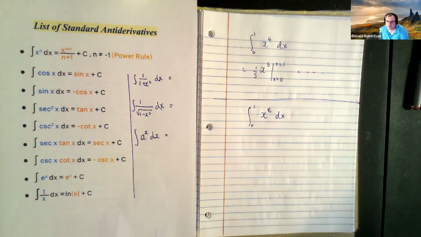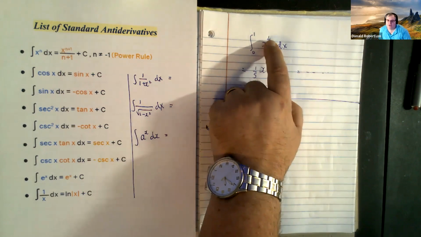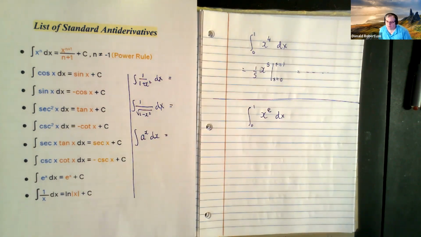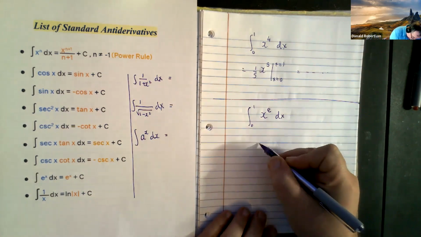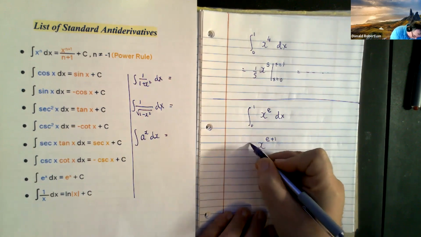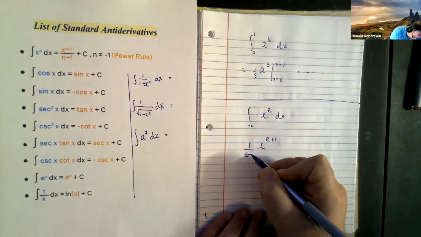X to the power of the number e is also the power rule. And even although the thing doesn't look nice, it's not like 4 or minus 2 or a half, it's still the power rule. And the power rule says you add 1 to the power, and then you divide by that new power.